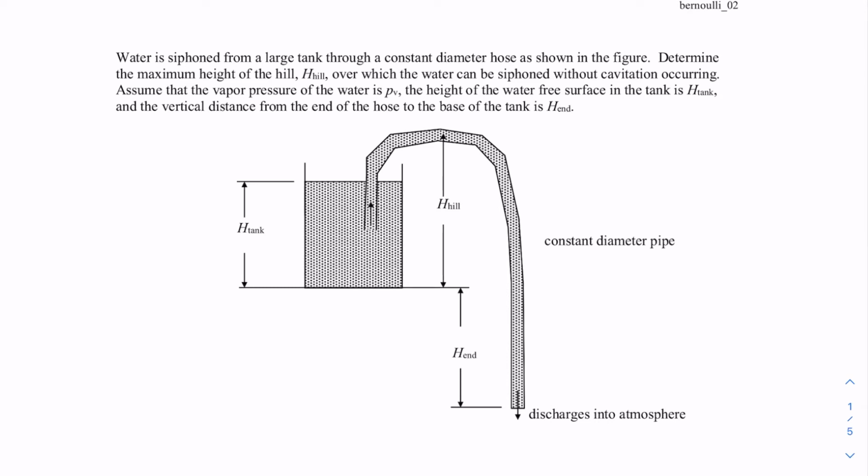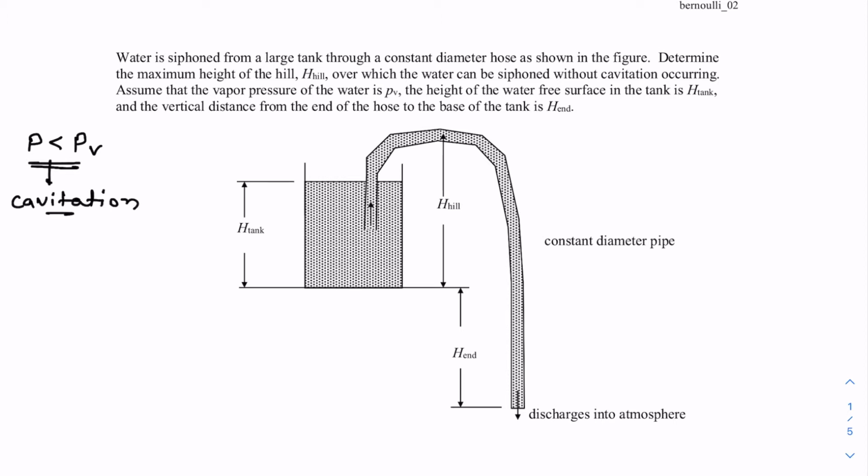Okay, so in this problem, we will be analyzing something called siphoning and what causes the pressure to drop, the water pressure to drop to the vapor pressure at this point of maximum elevation, and that is something called cavitation. So if the local pressure P becomes smaller than the vapor pressure of the fluid, then it is called cavitation.